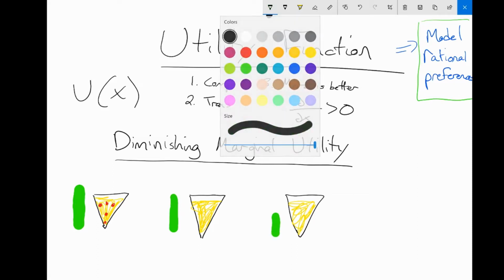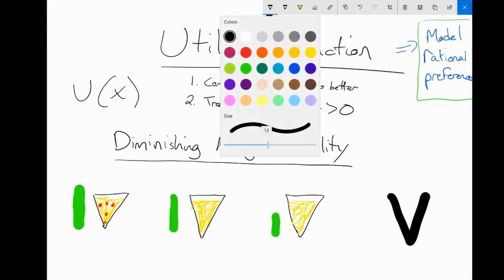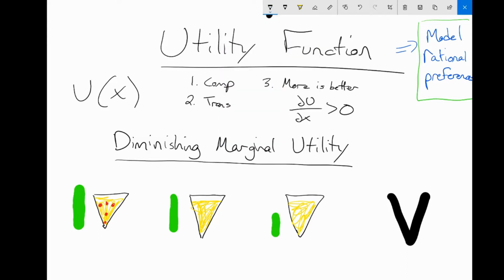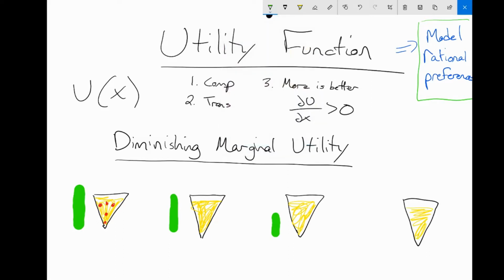All right, now let's give you a fourth slice of pizza. How much do we think you're going to value this fourth slice of pizza? Well, at this point, you don't really value it very much at all because you're pretty full at this point. And so we have very high value here.